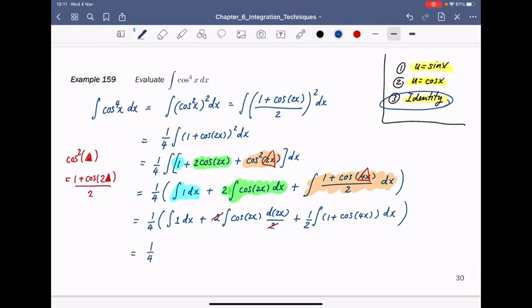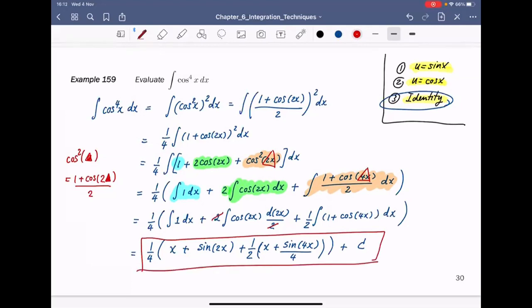So a quarter: the integral of 1 dx, you get x. The integral of cosine 2x d(2x), you get sine 2x, because the derivative of sine is cosine. And then plus 1/2: the integral of 1, you get x. The integral of cosine 4x, you get sine 4x over 4. And then plus C. I already integrated everything, so plus C. You can leave your answer here if you do not want to simplify. This is good for full credit. But if you want to simplify, you can.